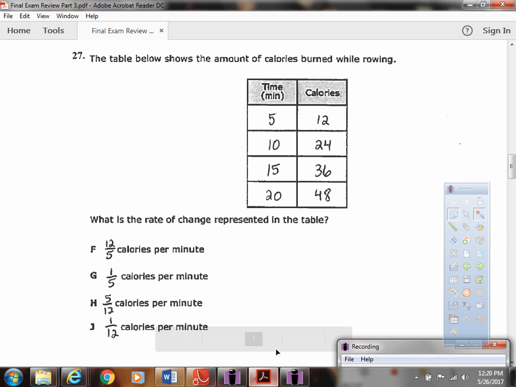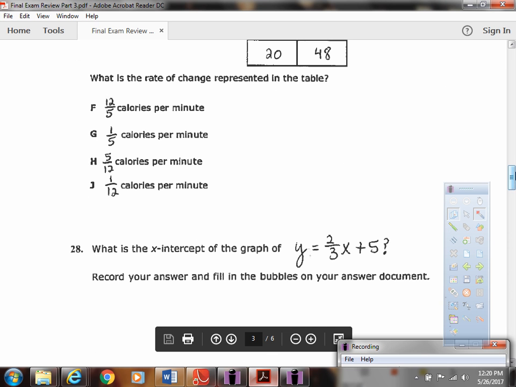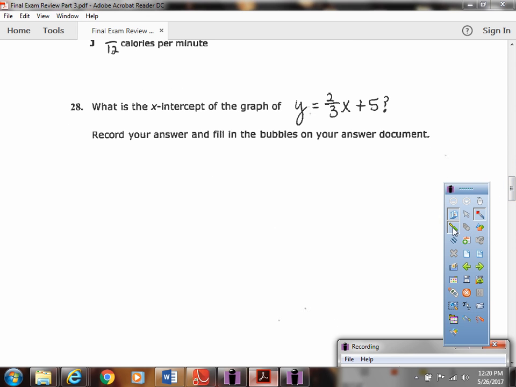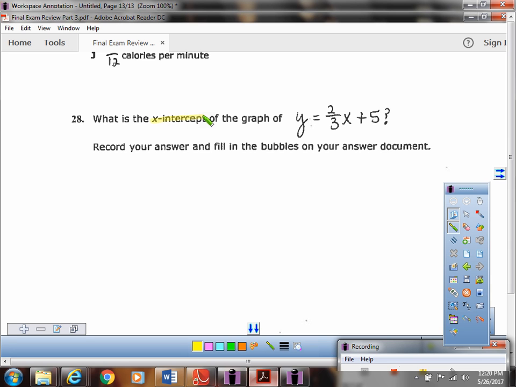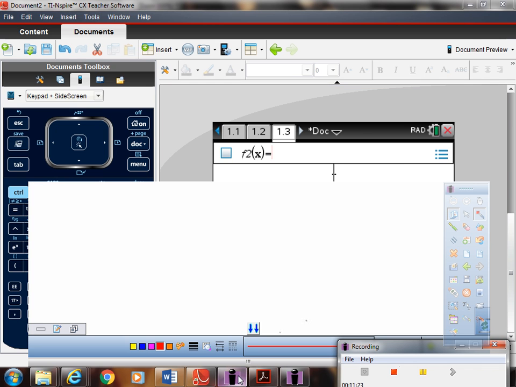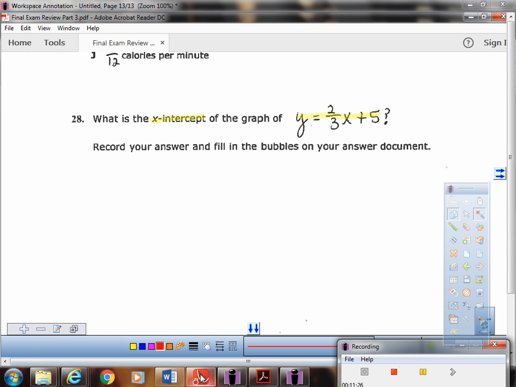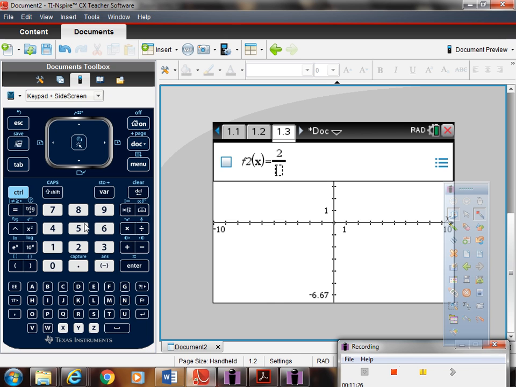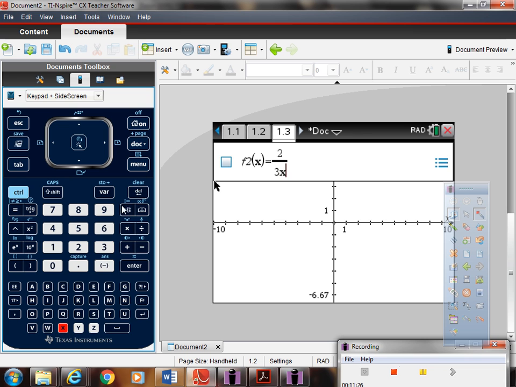Alright, so let's look at the next problem. Number 28. This one wants the x-intercept. Remember that x-intercept is where this function crosses the x-axis. So the easiest way to do this is graph it out. When in doubt, graph it out. This is definitely going to help you for this problem. So 2/3 x plus 5. Two-thirds x. Oops, don't put the x at the bottom there like I did. X, and then plus 5.